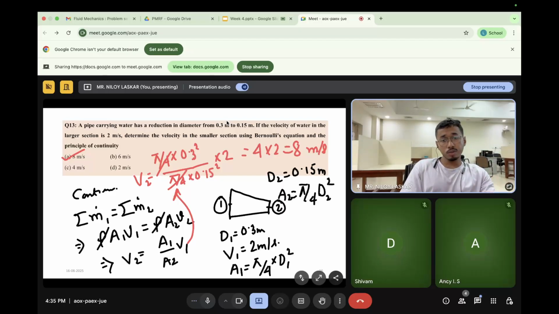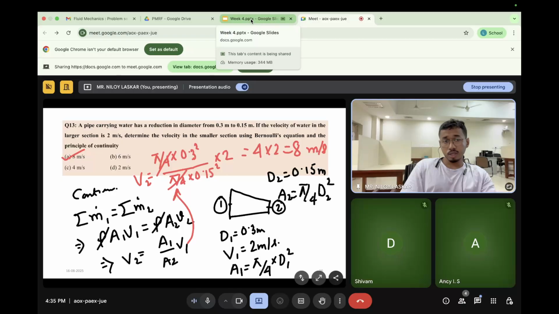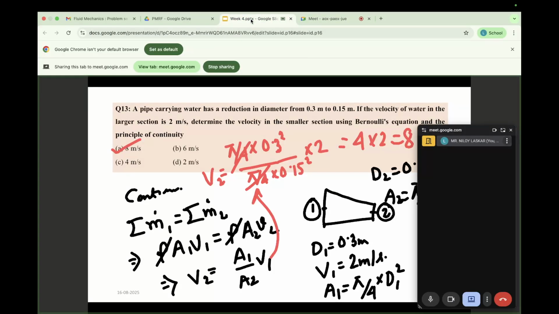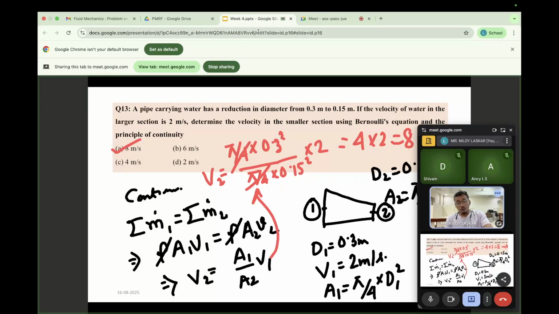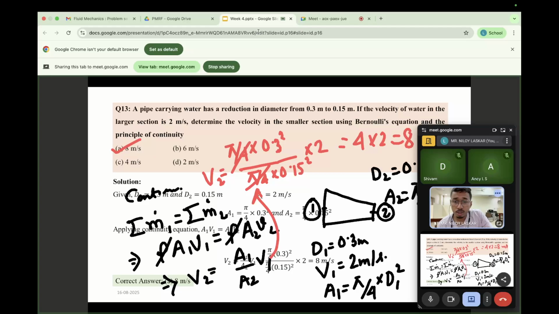So I am moving to the next. I think that most probably, Shivam, you have misunderstood; there is a square in this term, so you most probably got misled in this part, and that's why you got this answer as 4. So check this one.